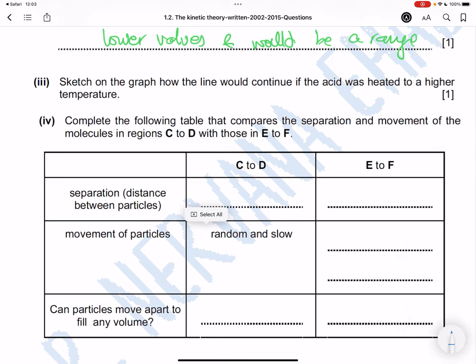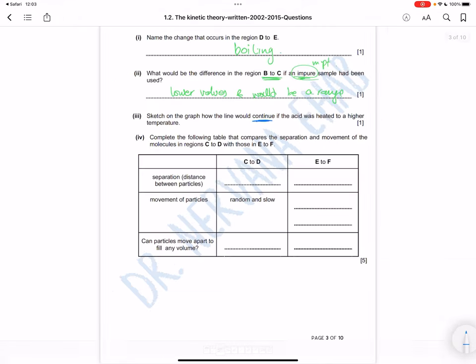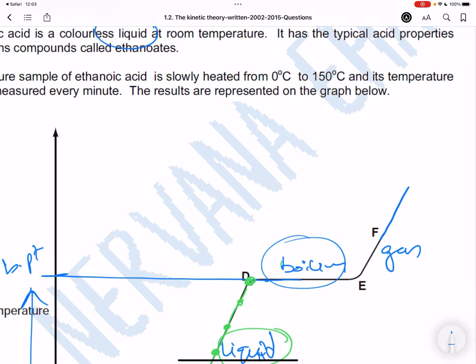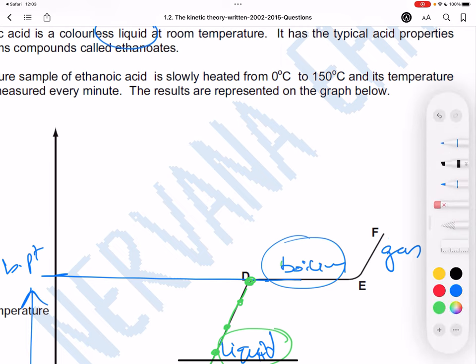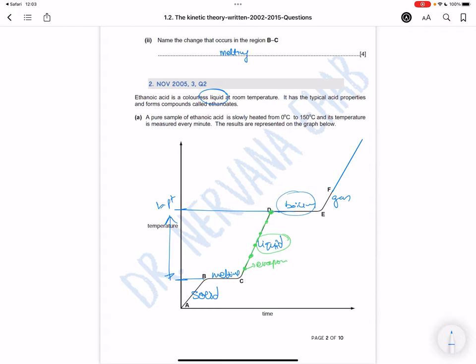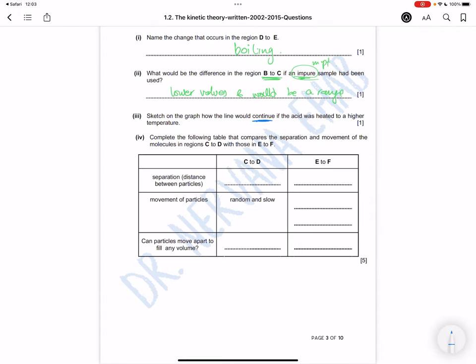Sketch the graph of how the line would continue. How would it continue if it was heated at a higher temperature? It would just go up and up forever. It's a gas, so the temperature of the gas is just going to go up forever. You're just going to draw a straight line with your ruler, not with your hand, and it's just going to go forever. I've seen students ask, does it get horizontal again? Oh, no. Is there anything else after gas? No. It just becomes a gas forever.